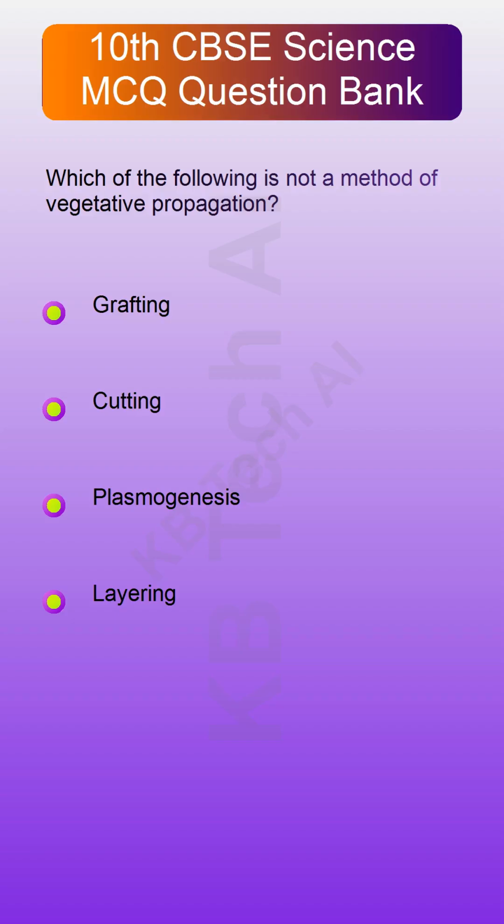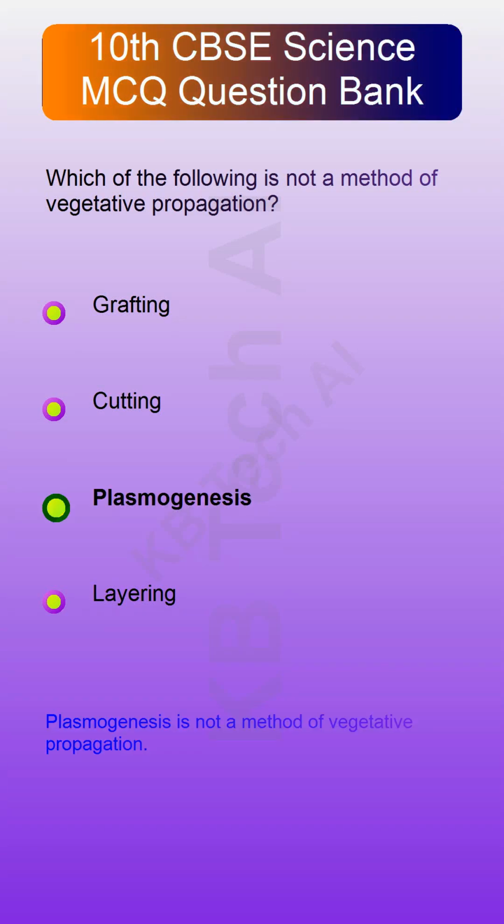Which of the following is not a method of vegetative propagation? Option 1, grafting. Option 2, cutting. Option 3, plasmogenesis. Option 4, layering. The answer is option 3, plasmogenesis.